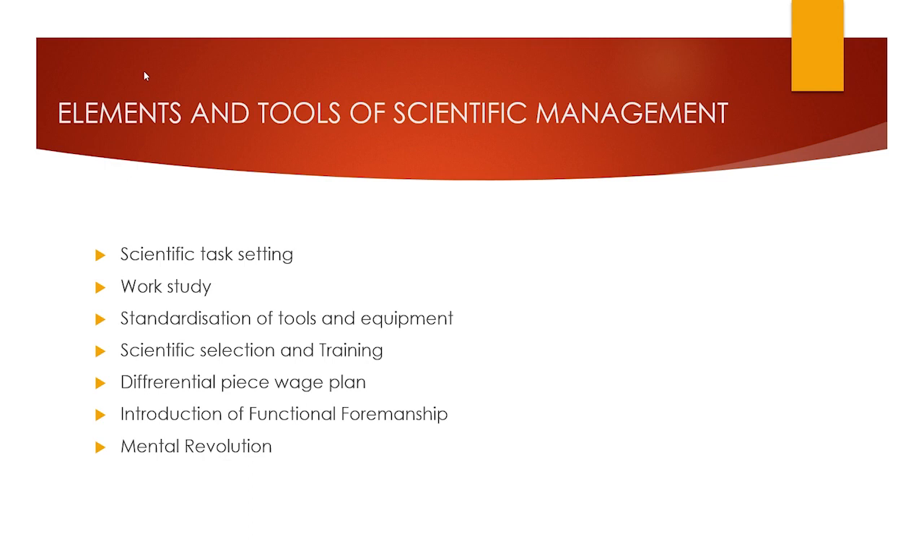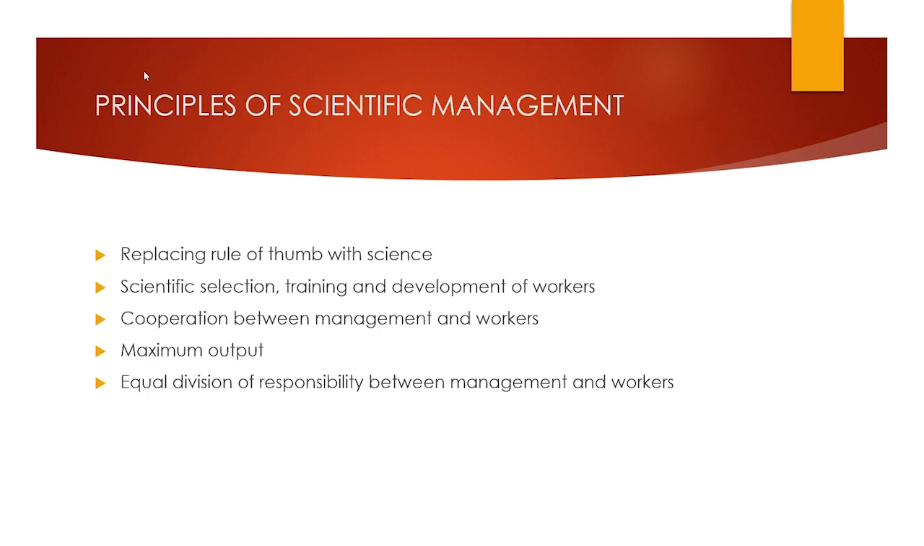Taylor stood for creating a change in the mental attitude of workers and management towards each other. A feeling of suspicion will always create misunderstanding, so it should be ruled out. Mutual understanding and cooperation between management and workers is an essential aspect for this mental revolution to be achieved. Next, we can go to the principles of scientific management.